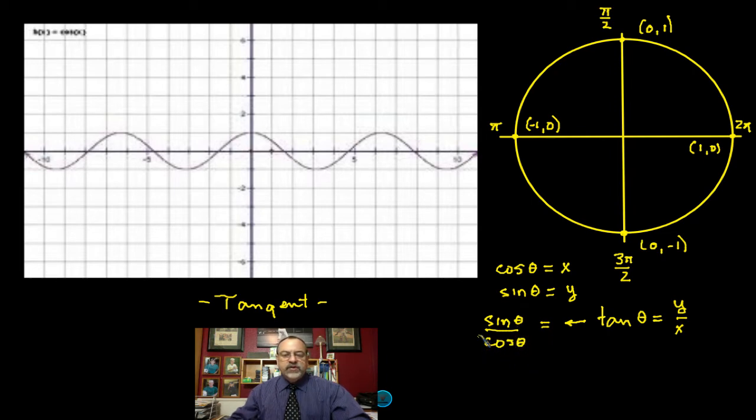Now, because the cosine is in the denominator, you remember from earlier this year when we worked with rational functions that if we have a denominator of 0, that creates an asymptote because the function is undefined at that point. So anywhere that we have a cosine of 0, we're going to have an asymptote for the tangent function because the tangent function has the cosine in the denominator.